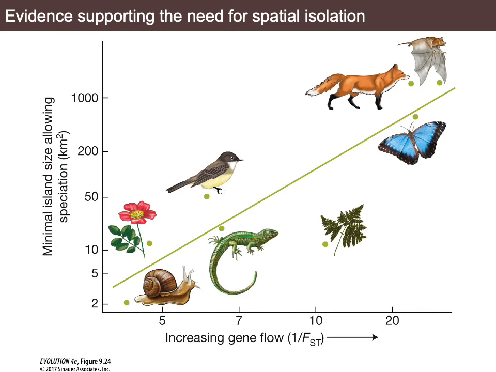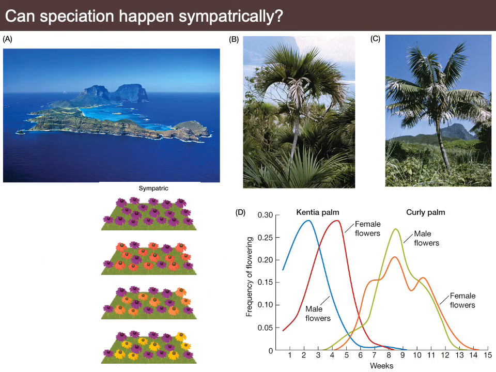Okay? All right. Now, this brings me to this example that we haven't yet dug into on sympatric speciation. Okay? So can speciation happen sympatrically? Your text makes it quite clear. This is a very contentious issue because it's difficult to demonstrate after the fact.